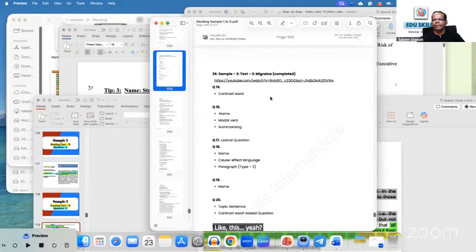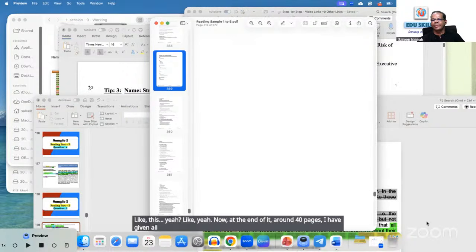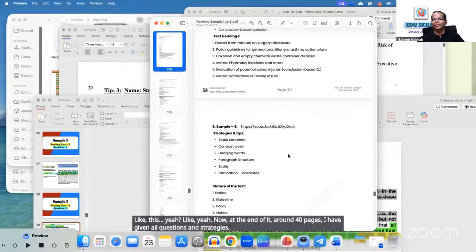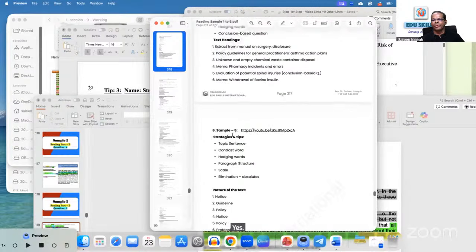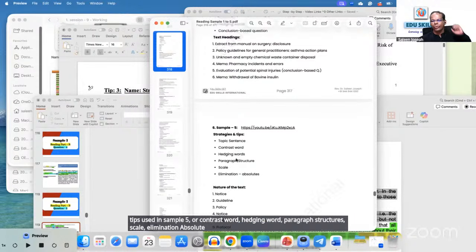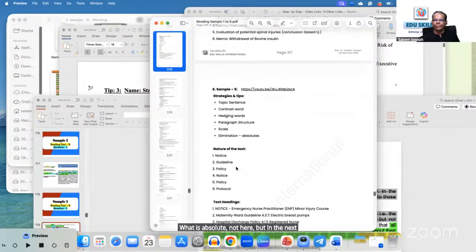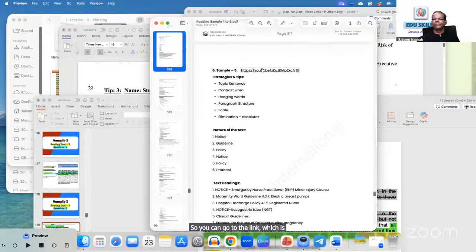Now at the end of it, around 40 pages, I have given all questions and strategies. What strategy is used in each question. Strategies and tips used in sample 5: contrast word, hedging word, paragraph structure, scale, elimination, absolute. If you want to understand any of these strategies you have not understood, like what are absolutes, not here, but in the next question it will be there, you can go to the link which is given just above it.